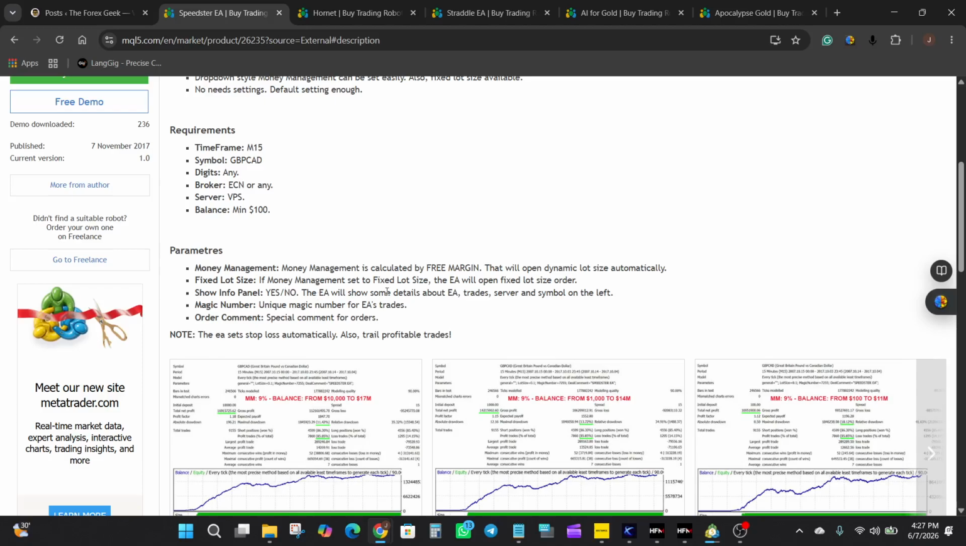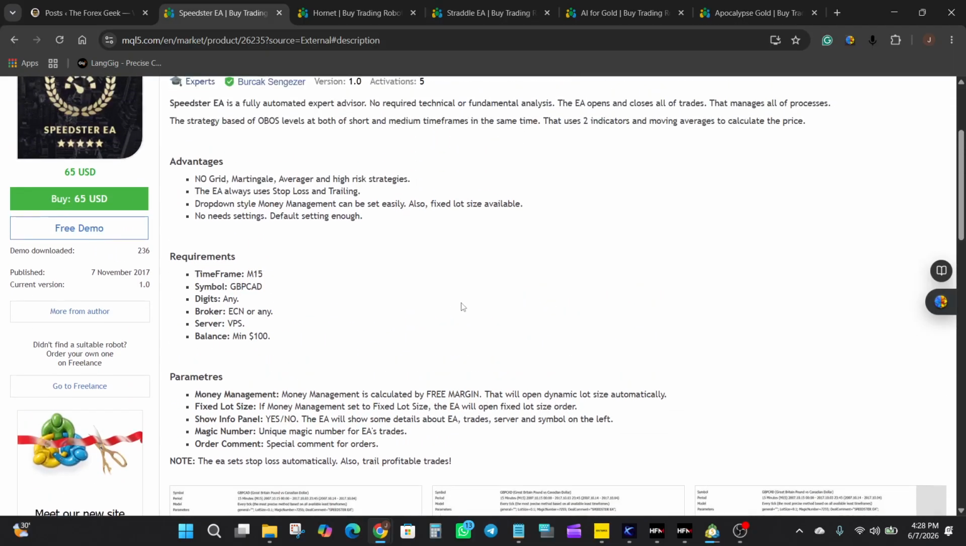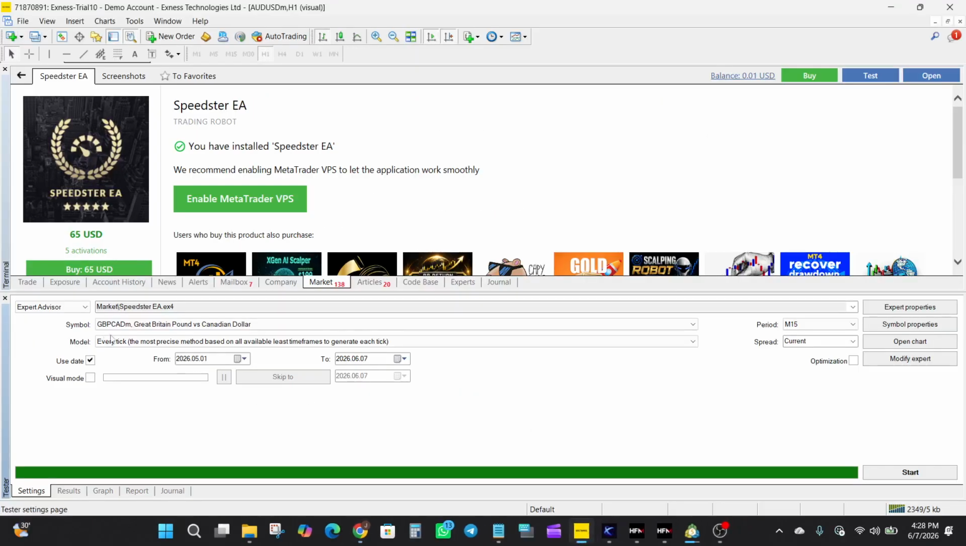Now, before moving into backtesting, it's important to keep the recommended conditions in mind. The EA is specifically optimized for GBPCAD on the M15 time frame, so that will be the main focus when evaluating historical performance. We are just going to head over to the strategy tester right now, and as you can see, I'm testing the Speedster EA on GBPCAD on the M15 time frame as recommended, and of course we are using the every tick modeling.